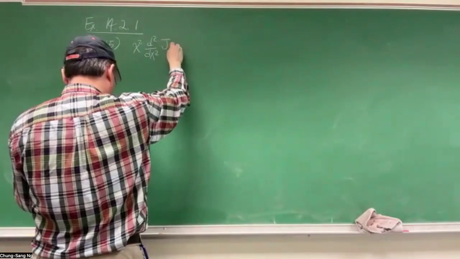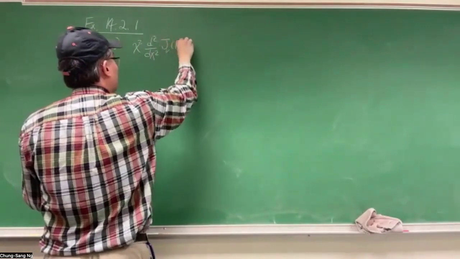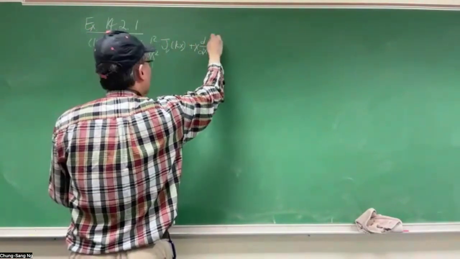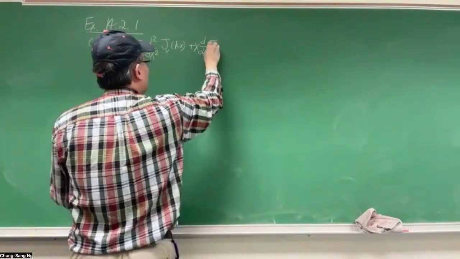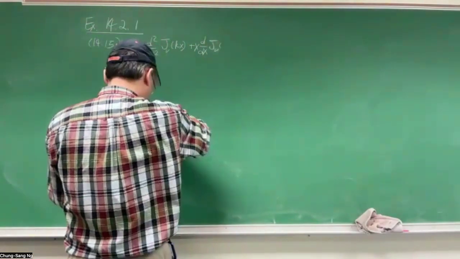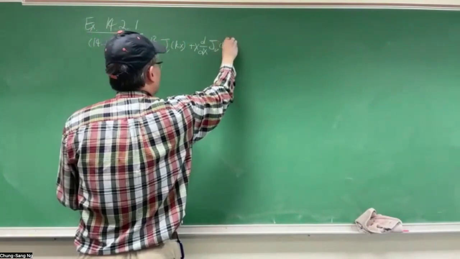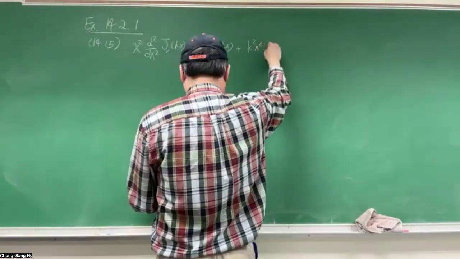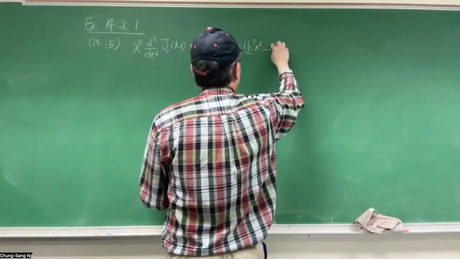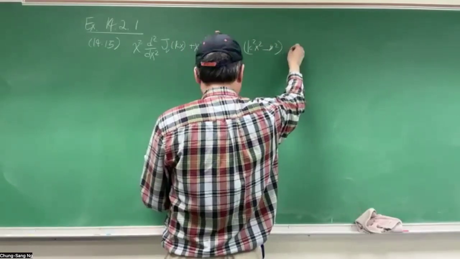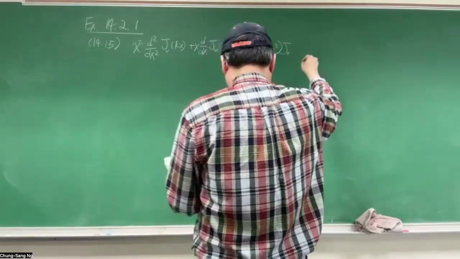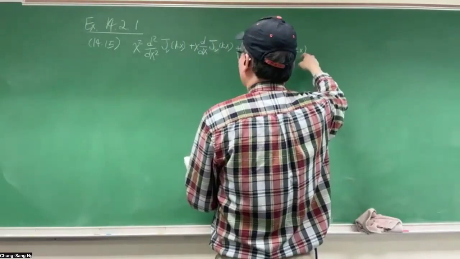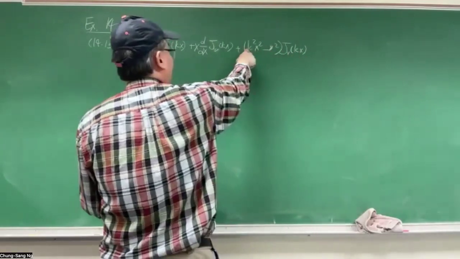Just using J instead of Z. J nu, and then plus k squared x squared minus nu squared, and then multiply by J. So the argument is kx instead of just x, right? Therefore you get a k in here.